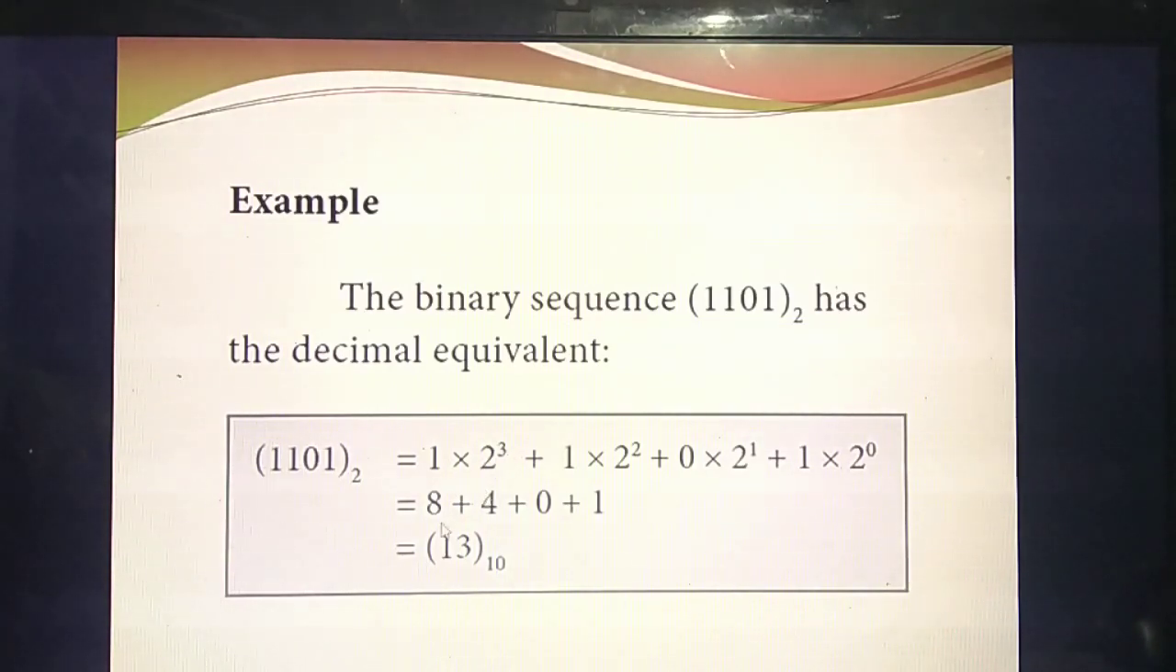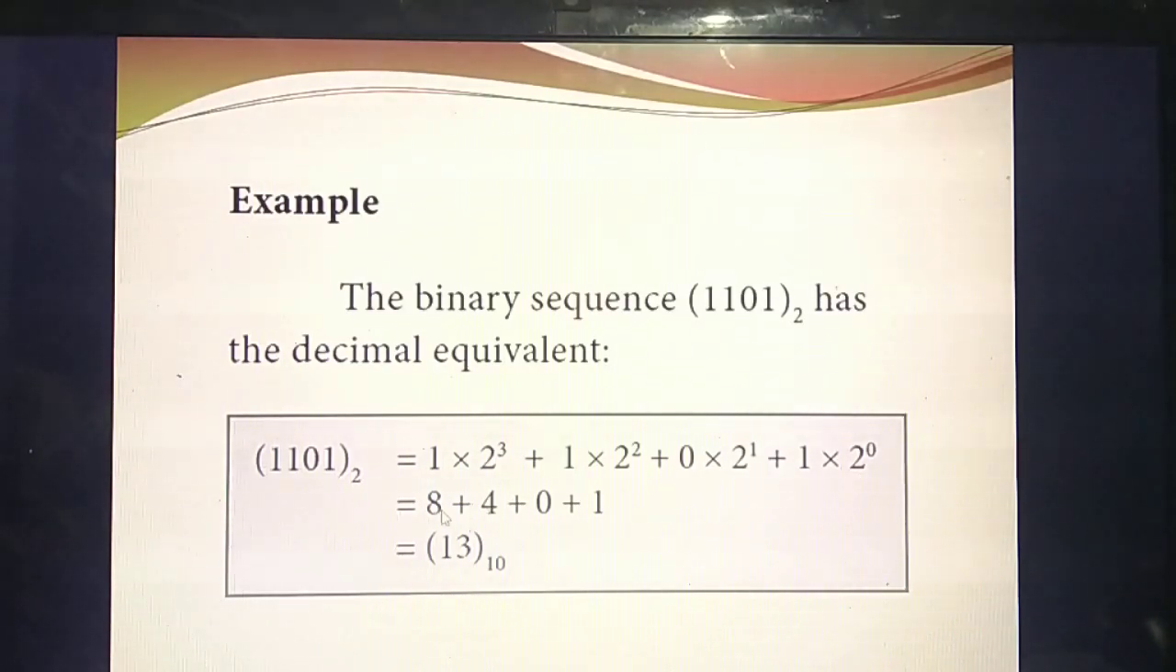So the answer is 8. Here one more step you need to write: 1 into 8, plus 2 the power 2. What's the value? 2 square means 4, plus 1 into 4, plus here 0 into 2 the power 1. What's the answer to the power 1? 2. 0 into 2, plus 1 into 2 the power 0. What's the value to the power 0? It means 1. Understand? So if you need, write this step also: 1 into 8 plus 1 into 4 plus 0 into 2 plus 1 into 2 to the power 0, which means 1.